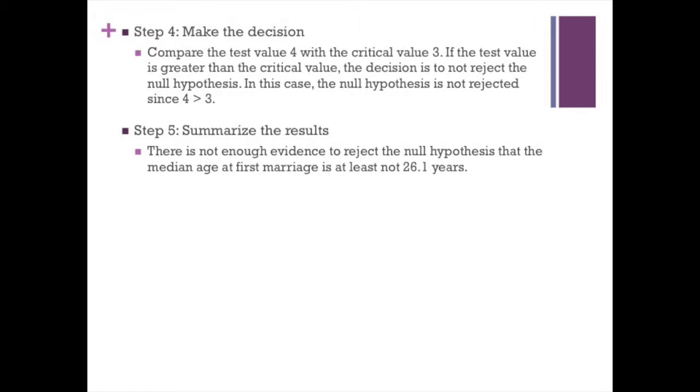Finally, we will summarize the results in Step 5. There is not enough evidence to reject the null hypothesis that the median age at first marriage is not 26.1 years. This concludes my example of a non-parametric test. Next is another example of a non-parametric test, the Wilcoxon rank sum test.